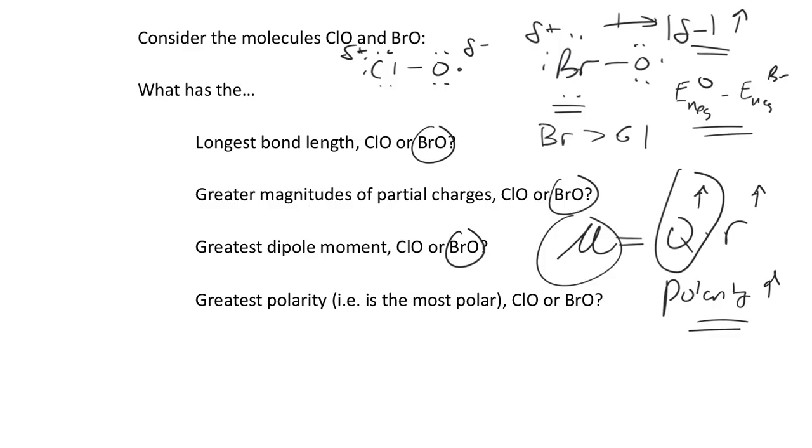So the greatest polarity is for BrO, because it has the highest charge magnitude, so we go with BrO being more polar. It has a bigger dipole moment too. But I guess the point is some molecules, it's possible to have a smaller dipole moment, but yet larger Q magnitude. So it's all about the charge magnitude for polarity, and then this connection back to dipole moment.